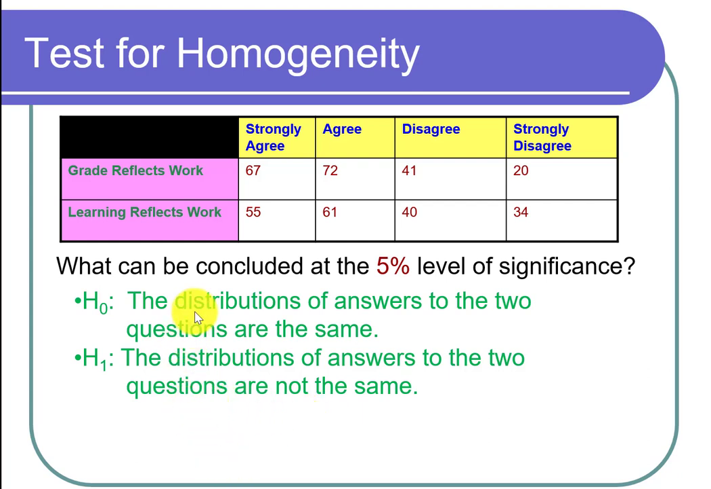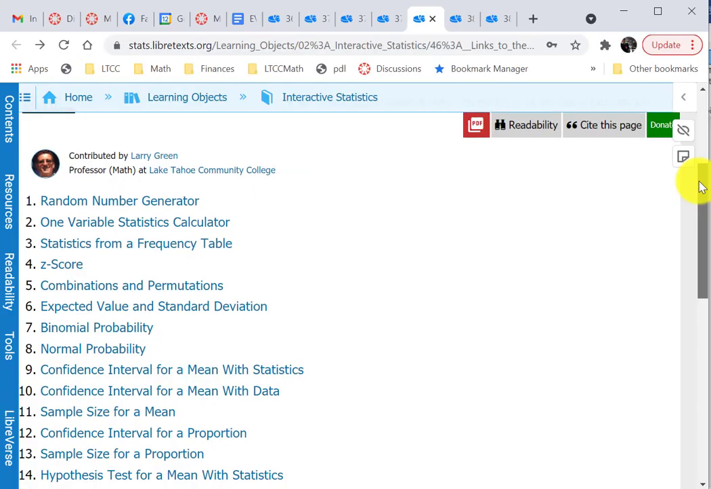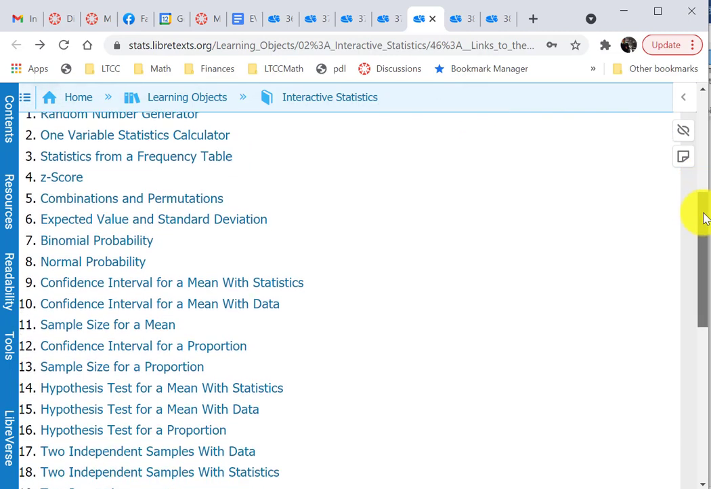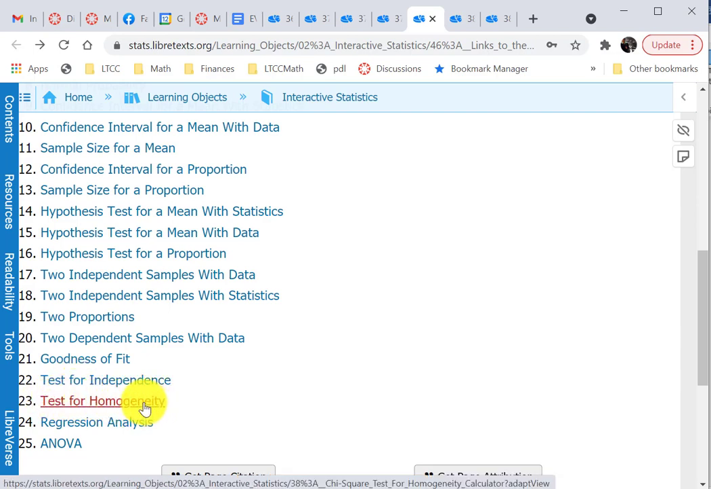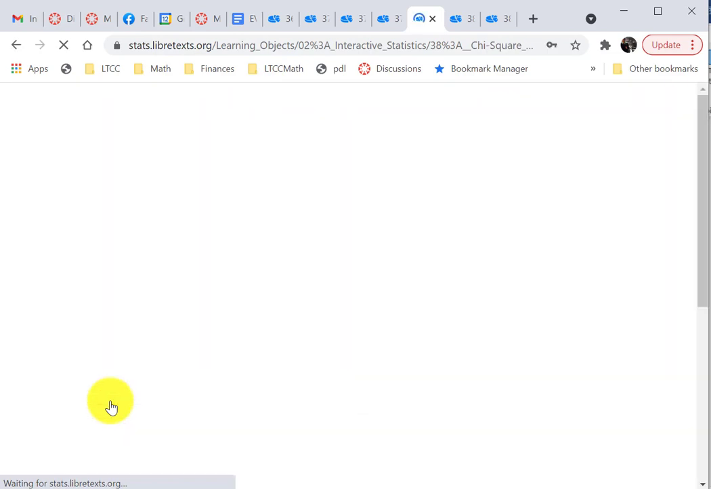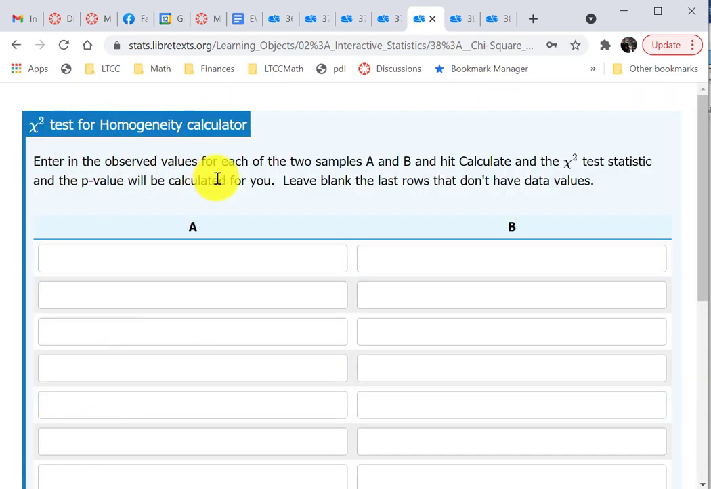And once we have our H0 and H1, and we got our table, now we can do our test for homogeneity using our calculator. So here's the calculator. I'm going to scroll down. We're really close to the end now. So over here is test for homogeneity, and I click on that. It says enter the observed values for each of the two samples, A and B, and hit calculate. And the chi-squared test statistic and the p-value will be calculated for you.